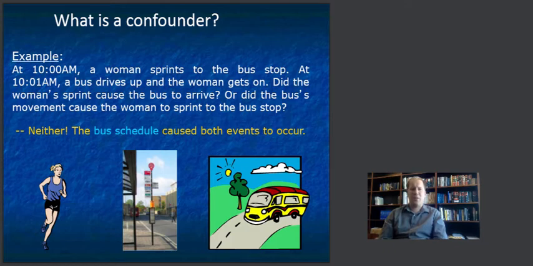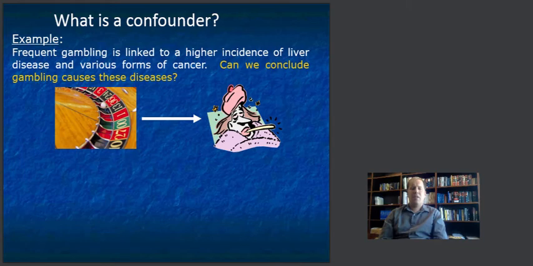Let's find another one. Here's an example. Frequent gambling is linked to a higher incidence of liver disease and various forms of cancer. Can we conclude from that statement that gambling causes these diseases?